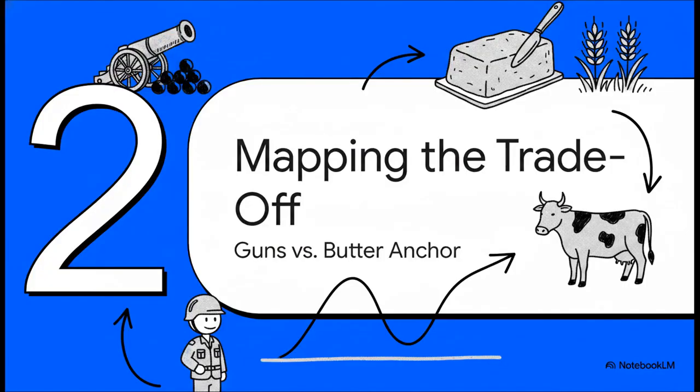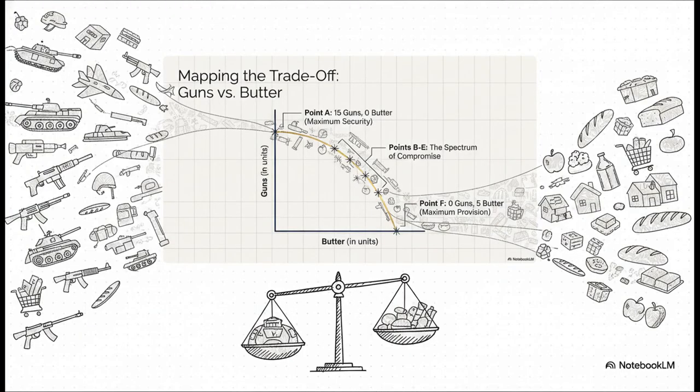Moving right along to Section 2, mapping the trade-off, the guns versus butter anchor. To bring all this abstract theory down to earth into a very concrete scenario, we're going to use the most famous economic anchor of them all, guns versus butter. Up on the vertical y-axis, we have guns, representing maximum national security and defense. Down on the horizontal x-axis, we have butter, representing maximum civilian provision, consumer comfort, things like that.